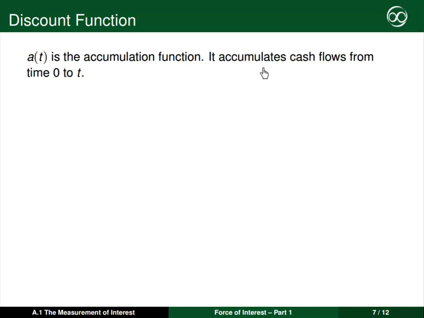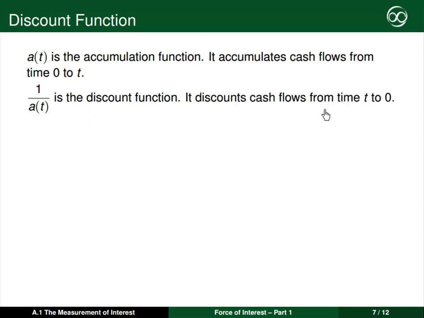Hopefully you're comfortable accumulating money using the force of interest now, but what if we want to discount money? Well, A of t is an accumulation function, right? It accumulates cash flows from time 0 to time t. That's why we call it the accumulation function. And 1 over A of t is the discount function, because if I want to discount money from time t to time 0, I divide by the accumulation function. So let's call that the discount function. So 1 over A of t is the discount function because it discounts cash flows from time t to time 0.